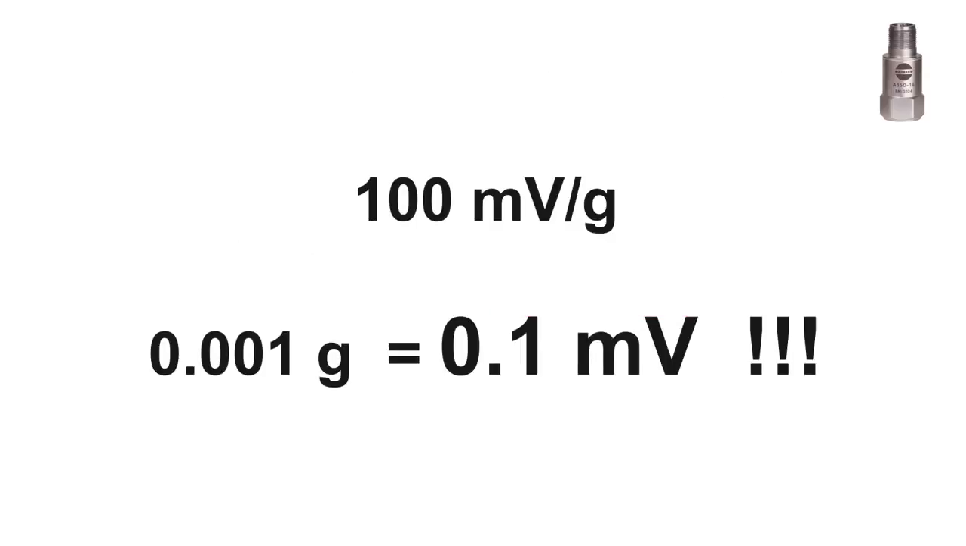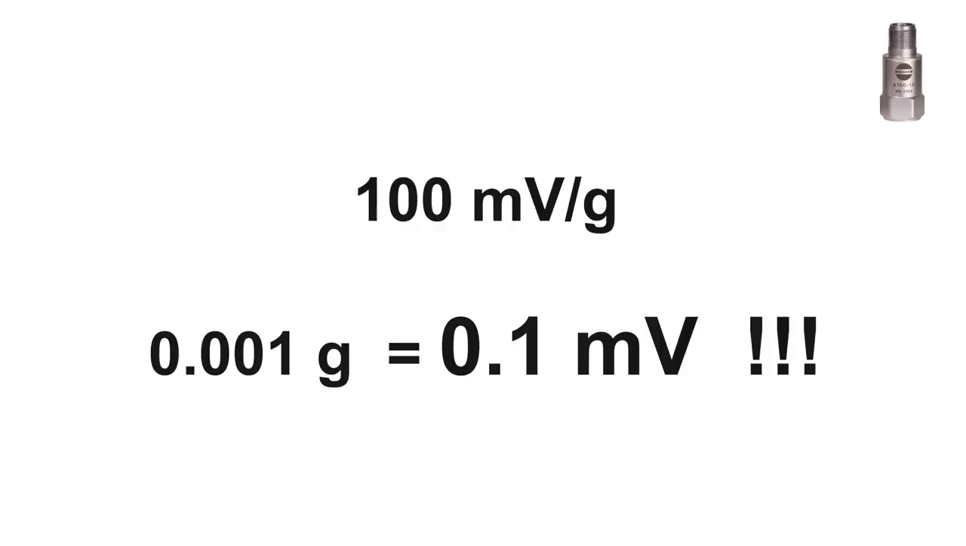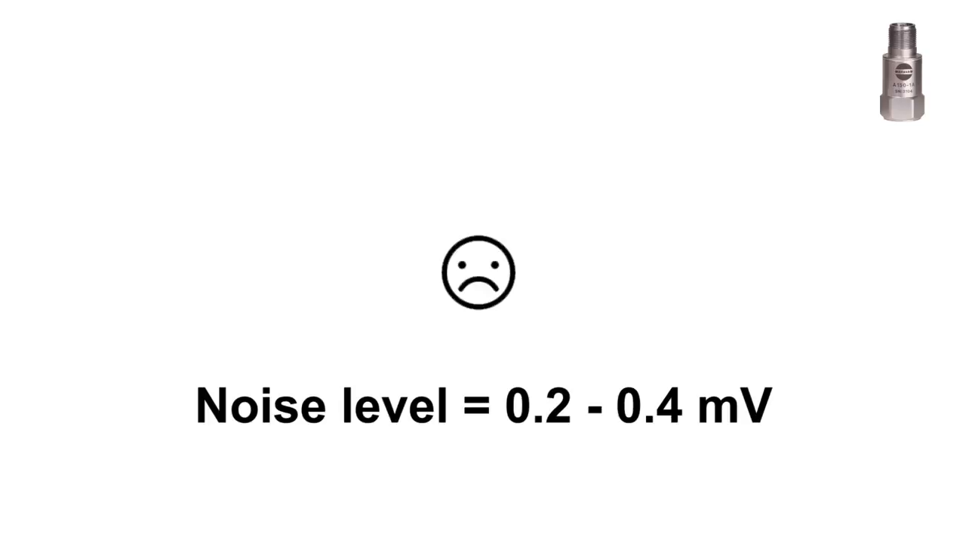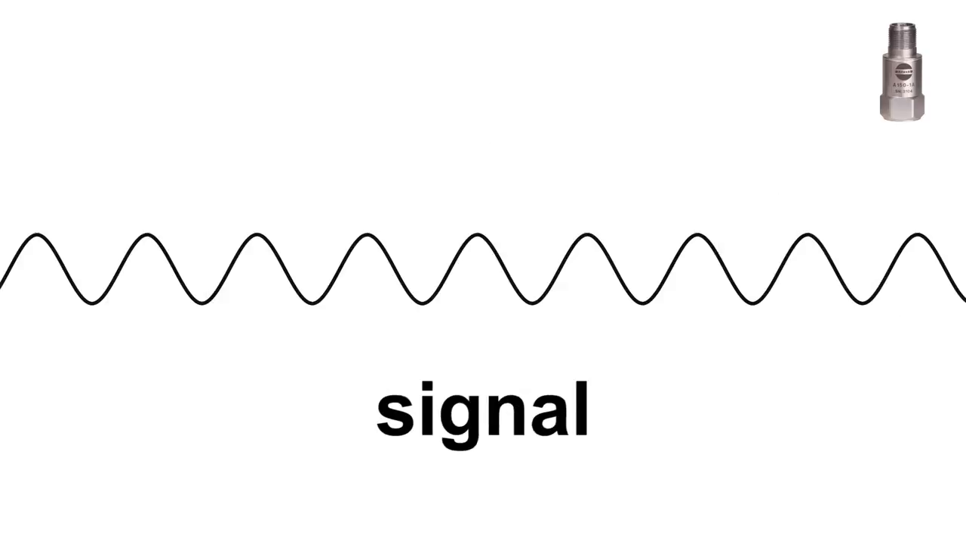If the sensor sensitivity is 100 mV per G, then the voltage for 0.001 G is 0.1 mV. It is not too much. Can you measure such voltage level? The answer is no, because the usual sensor noise level in the field is from 0.2 to 0.4 mV. In such noise, it is very difficult to measure the 0.1 mV because it is lower level than the noise level.